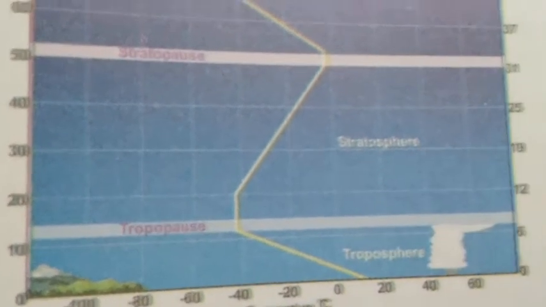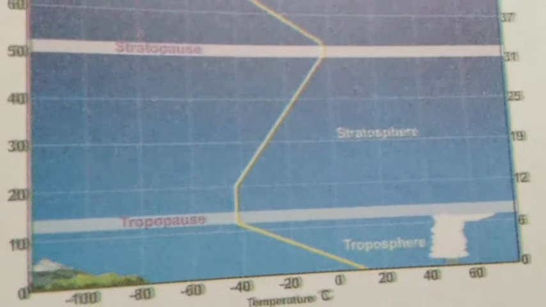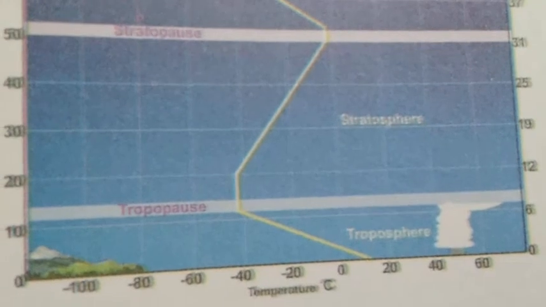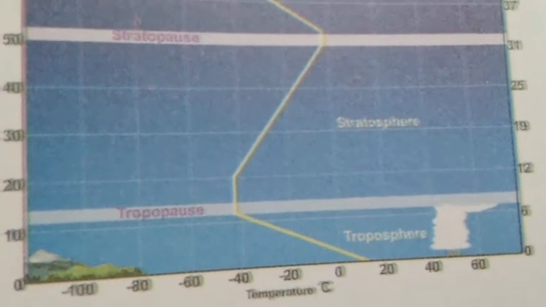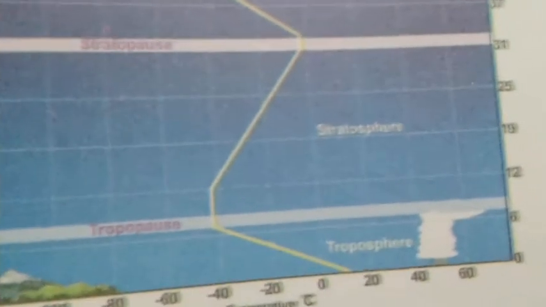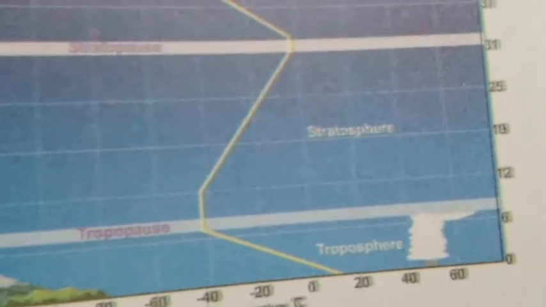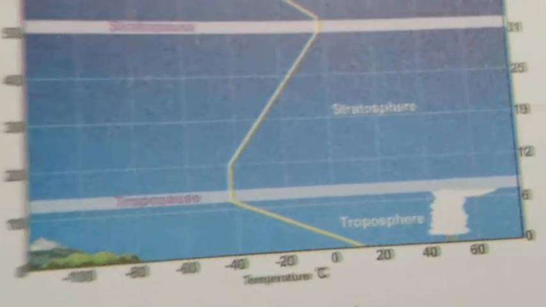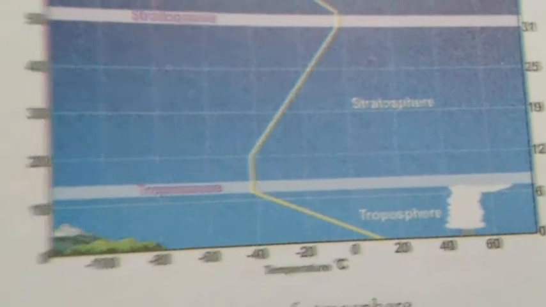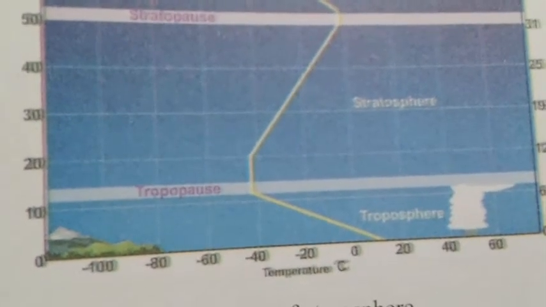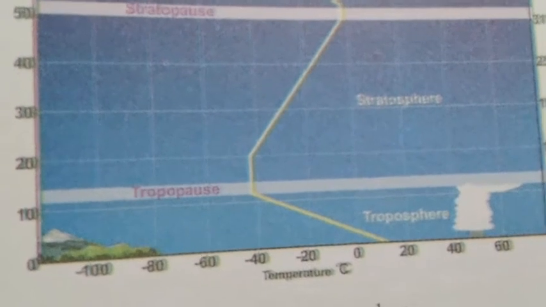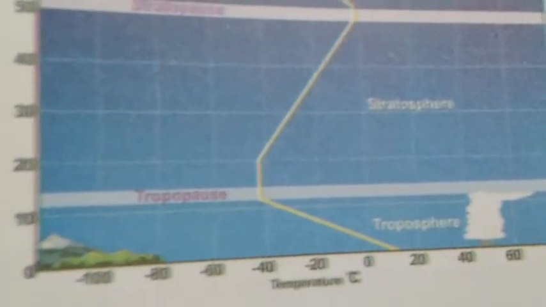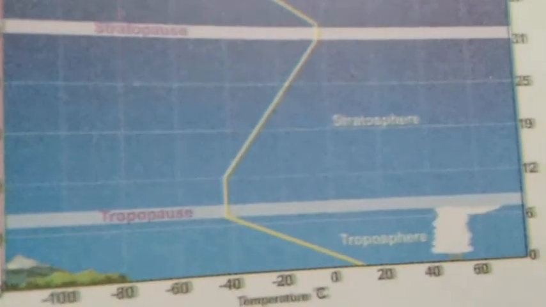Next layer is stratosphere. This layer lies just above the troposphere. It is the second layer of atmosphere, and aircrafts fly in this region because, yes, there are no clouds. The stratosphere contains the ozone layer which absorbs the harmful ultraviolet radiation of the sun, and this layer extends to a height of about 50 kilometers above the earth's surface.